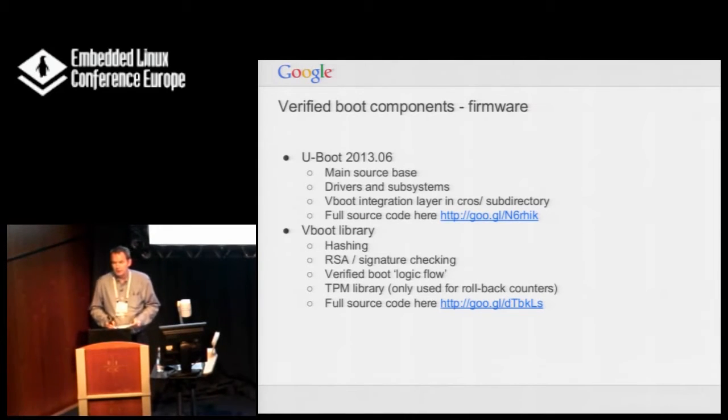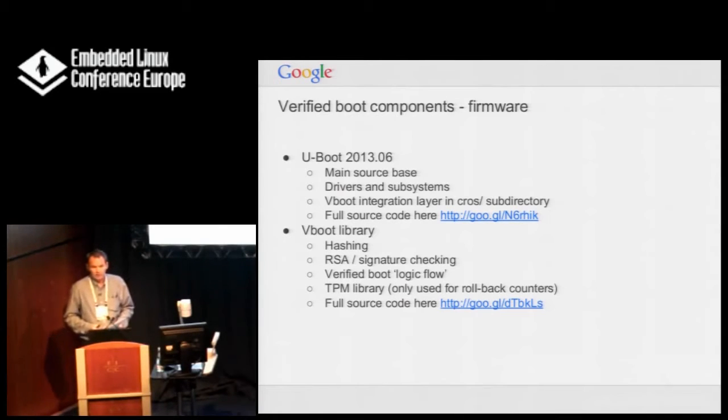The vBoot library was originally written 3 years ago to work with UEFI, which is what Chrome OS initially was going to use. And it includes hashing functions, RSA, and all sorts of things, much of which we've been able to upstream into U-Boot now. So U-Boot has support for TPMs, RSA, hashing, and so on. Not all of it done by Chrome OS, of course. And anyway, we're still using the vBoot library. It's still there, and the source code is available for that as well at that link.